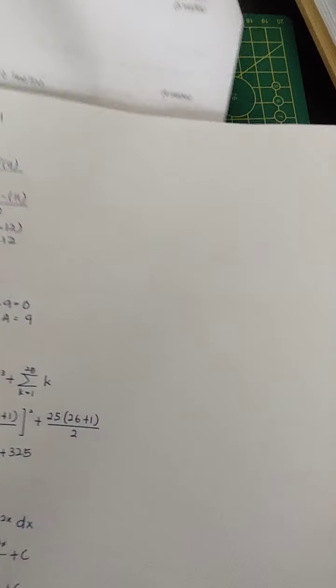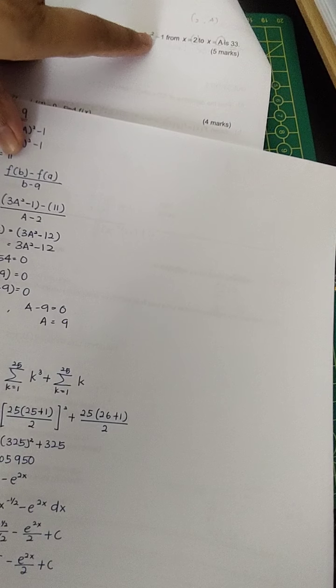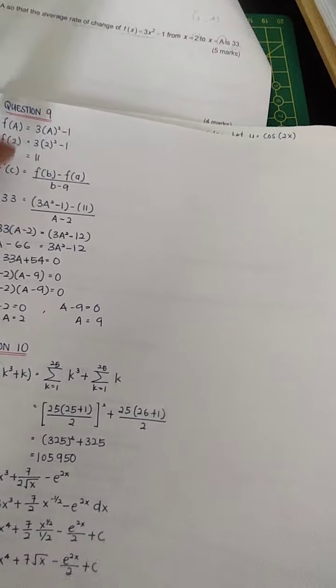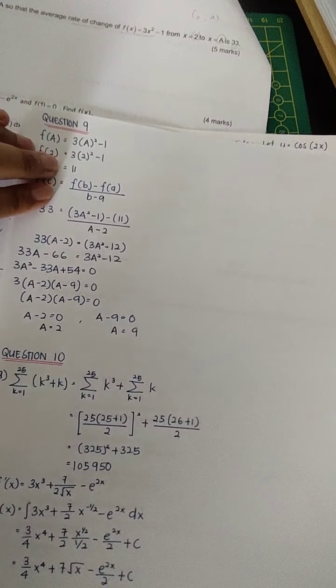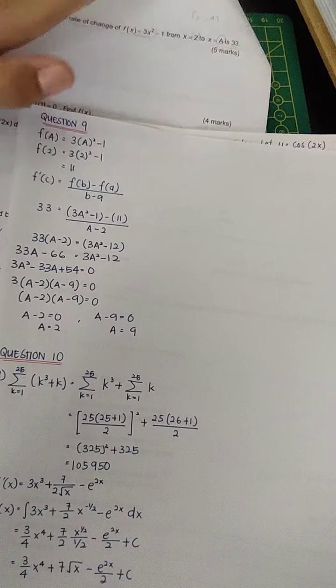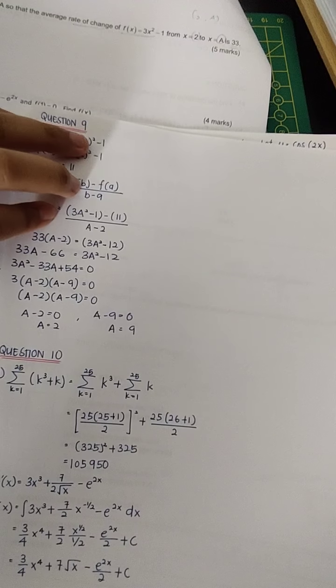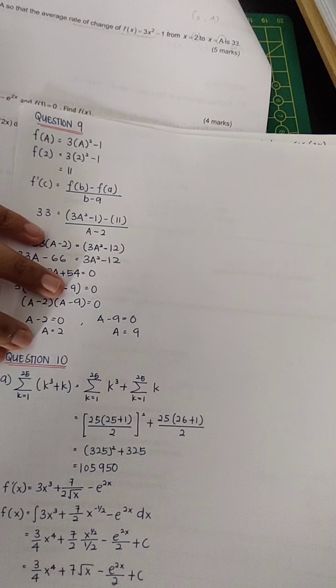So kita cari dulu f(x) dia dapat dah dia dah bagi 3x squared minus 1. So bila x dia equal to 2, so kita jadilah f(2). So f(2) masukkan gantikan x dengan 2. So 3 times 2 squared minus 1, so dapat 11. A ni yang kita tak tahu. So jadi 3a squared minus 1. Okay, so A yang kita nak cari. So 33 ni adalah average rate of change.